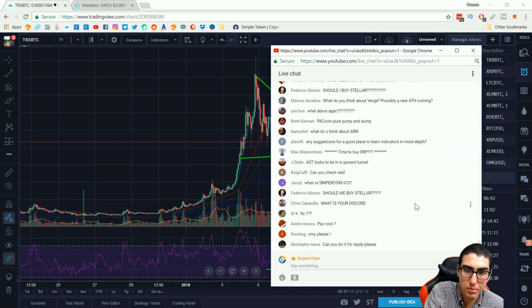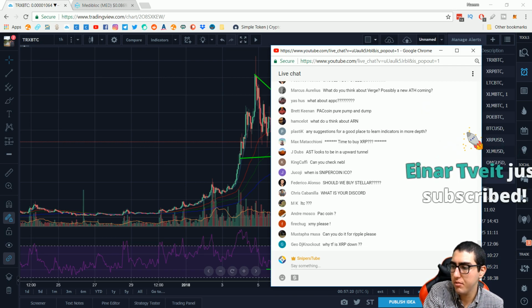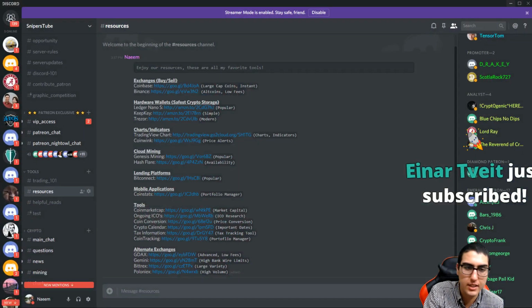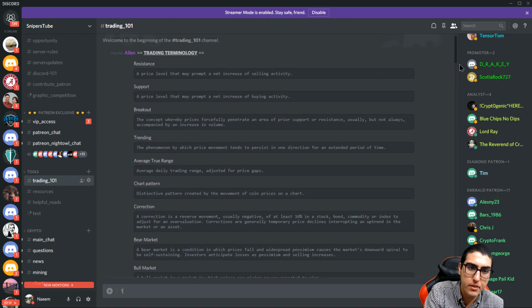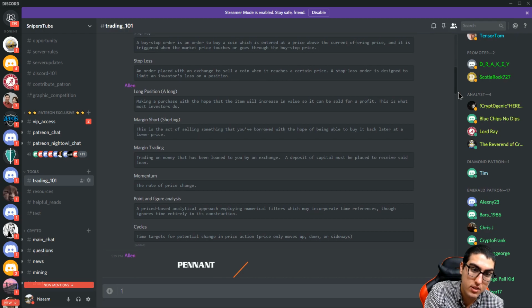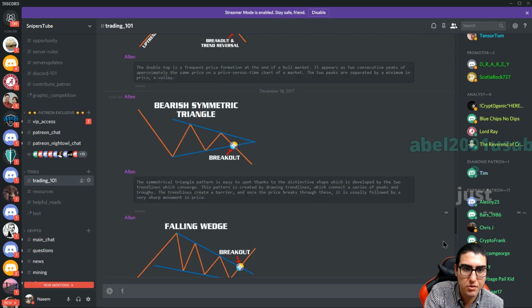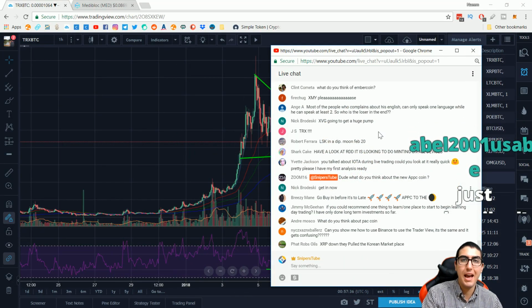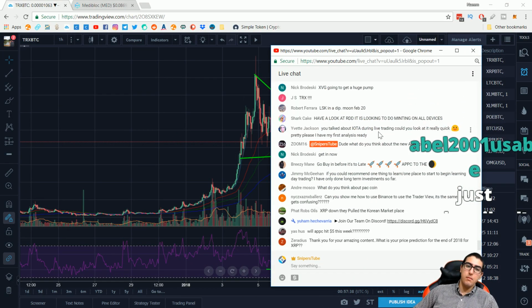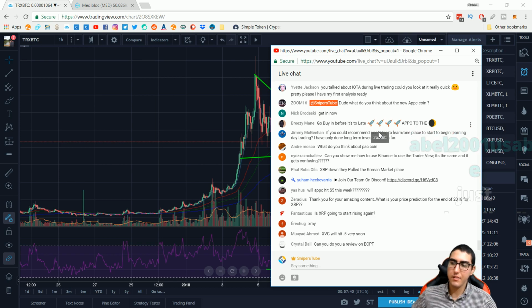Any suggestions for a good place to learn indicators in more depth? Yeah, absolutely, man. Our Discord is a perfect place. Go to Trading 101 and learn as much as you want. Read all these definitions. Obviously there's a lot, but we're still adding to it, and eventually we want to add all the indicators there as well. So far we have the patterns and the definitions, but eventually I want to add images of the indicators. We have some big plans for that.